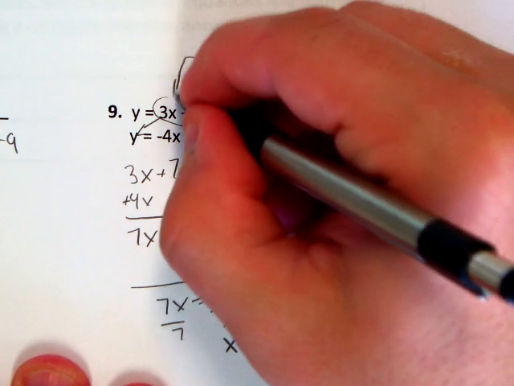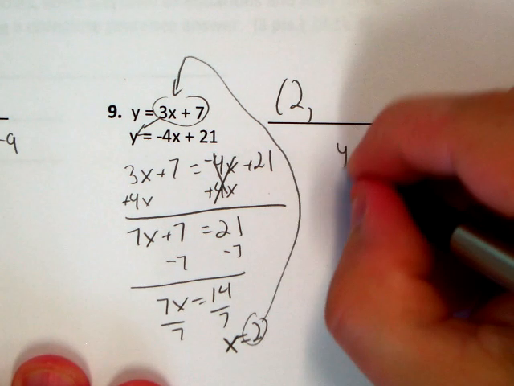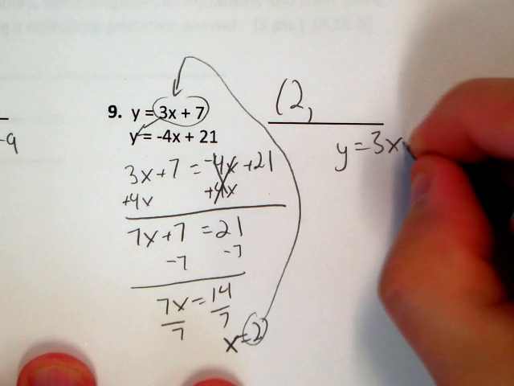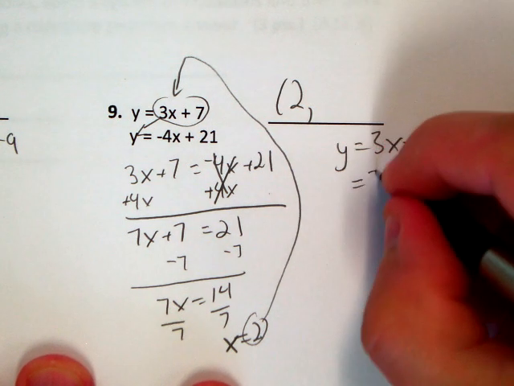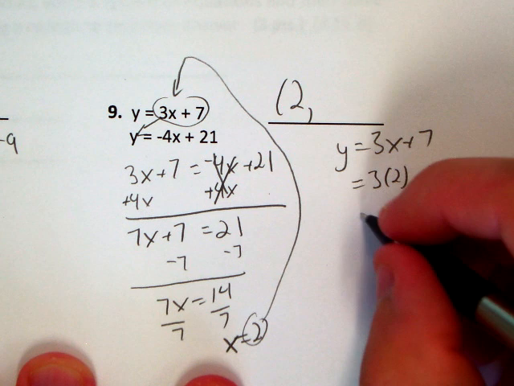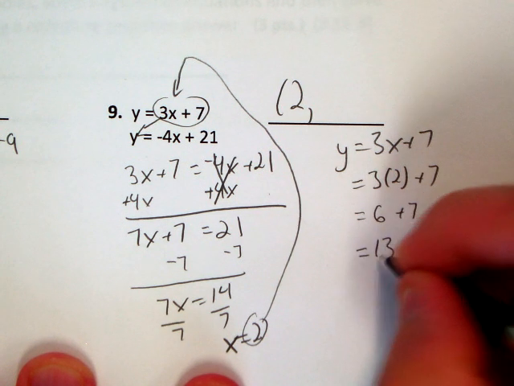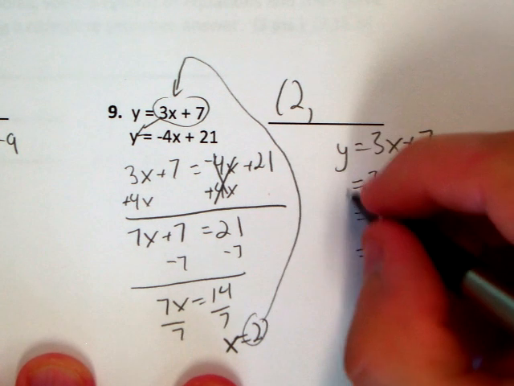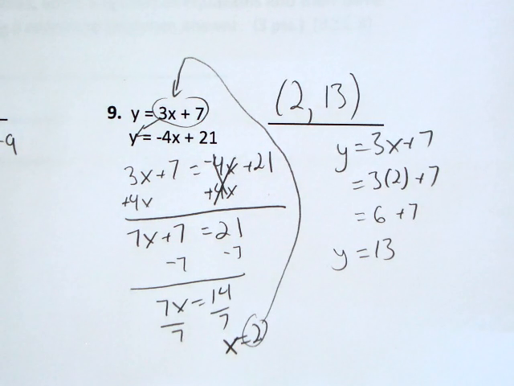It doesn't matter which one I'm going to substitute it into, but I'm going to substitute it into the top so I don't have to deal with any negative numbers. But I have y equals 3x plus 7. X is 2. So y equals 3 times 2 plus 7. 3 times 2 is 6, and 6 plus 7 is 13. So I have y equals 13. So the last part of my solution is 13.